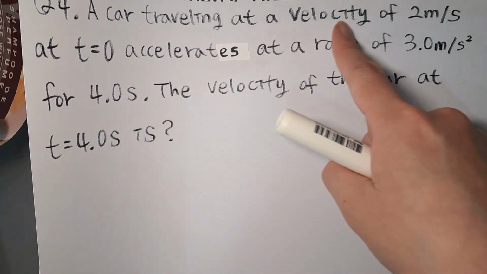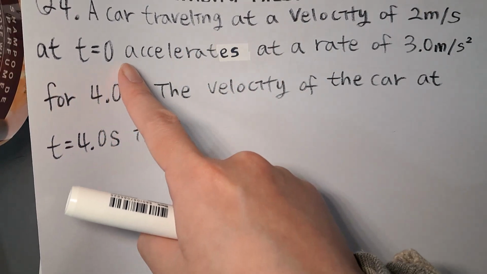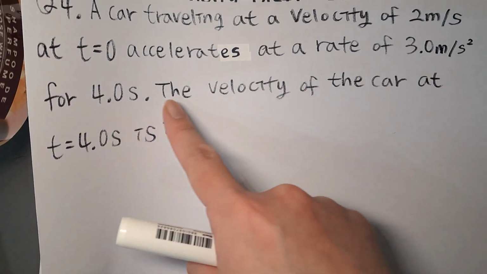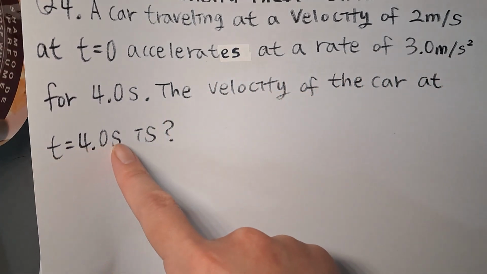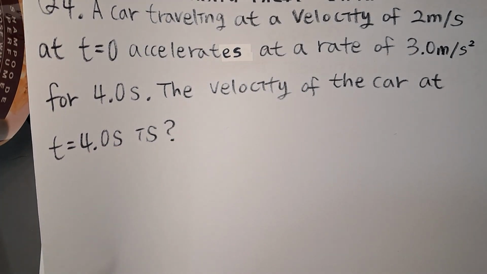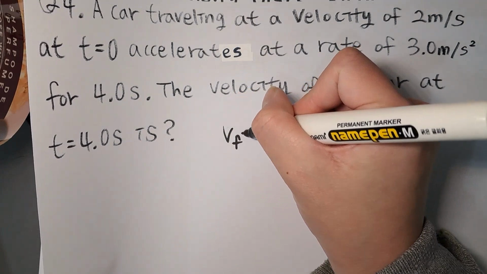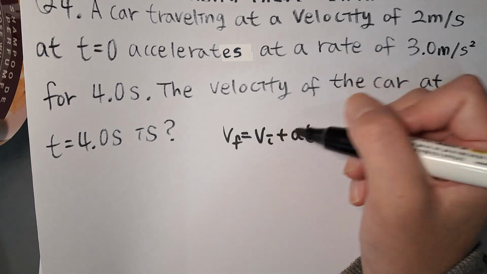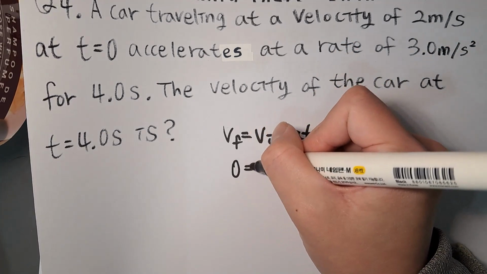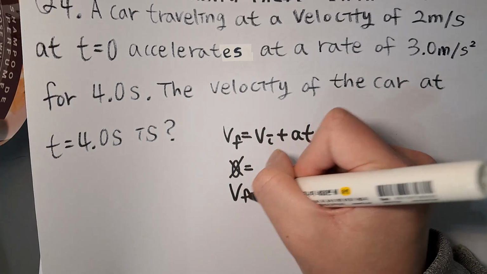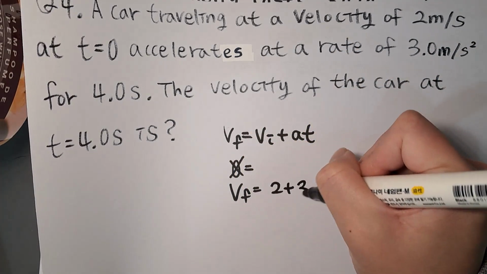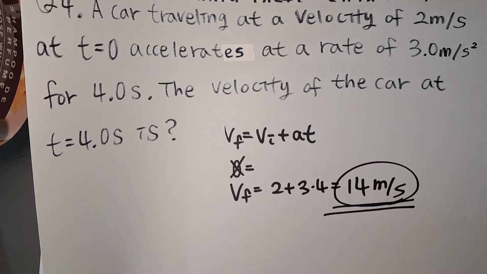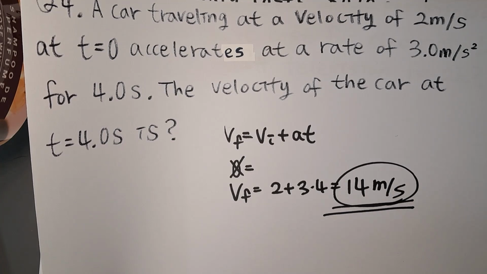A car traveling at a velocity of 2 meters per second at time 0 accelerates at a rate of 3 meters per second squared for 4 seconds. The velocity of the car at time 4 seconds is? So we are going to apply this equation for solving this problem. So we can find 14 meters per second.